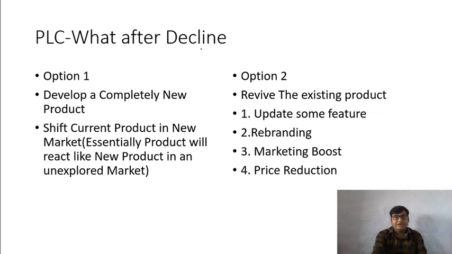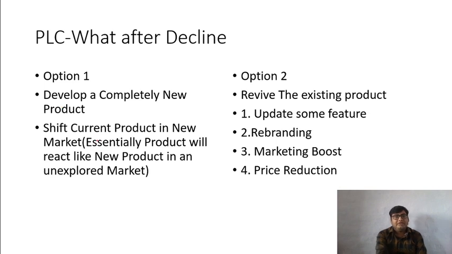So what should you do after decline in the product life cycle? PLC is product life cycle. What should be done after the decline phase starts? There are two options. One is to develop a new product, and this is the best option. Always try to go for this option. The company should develop a new product. If Jio 4G SIM customers are in the decline phase, what should Jio focus on? They should focus on coming up with 5G technology SIM cards.